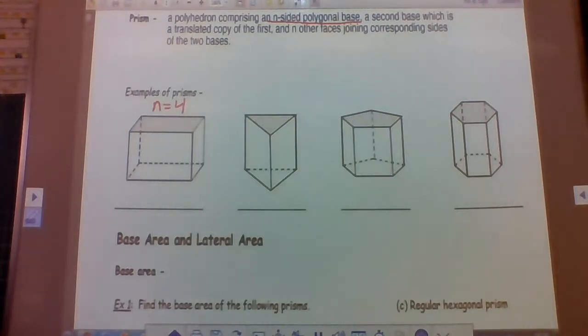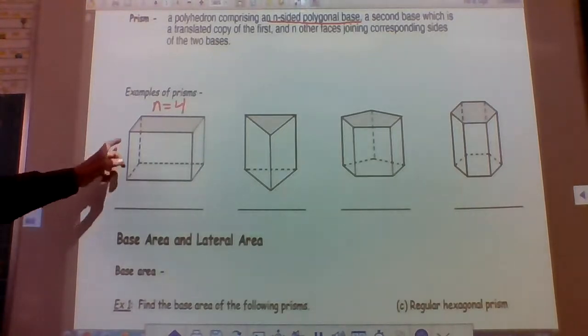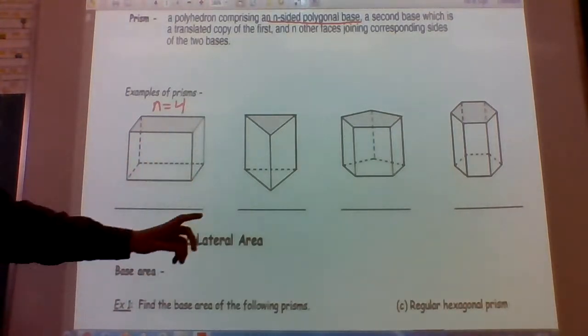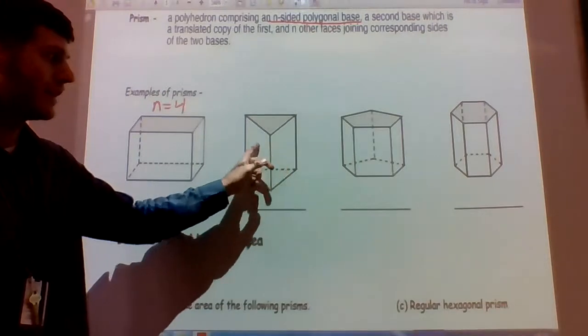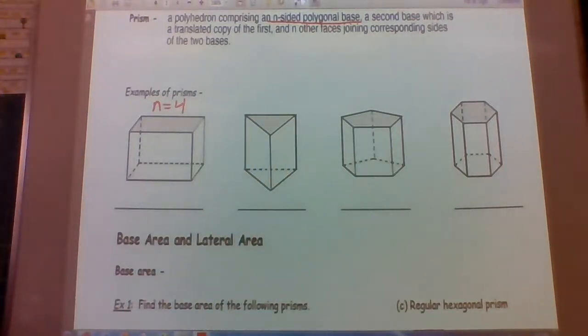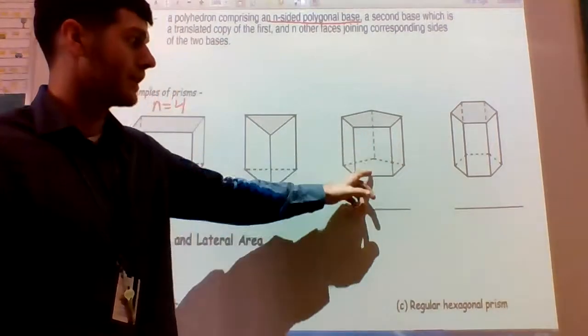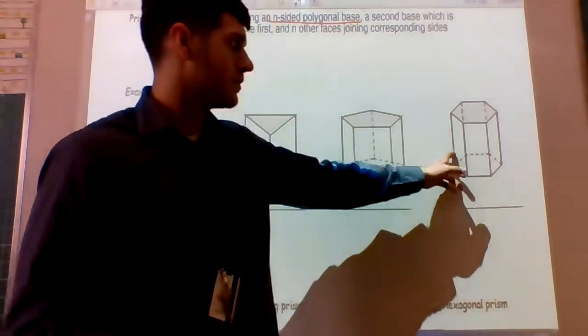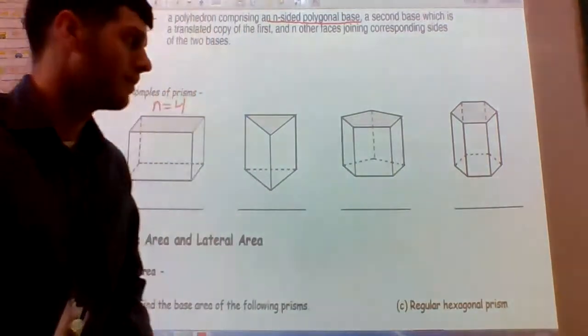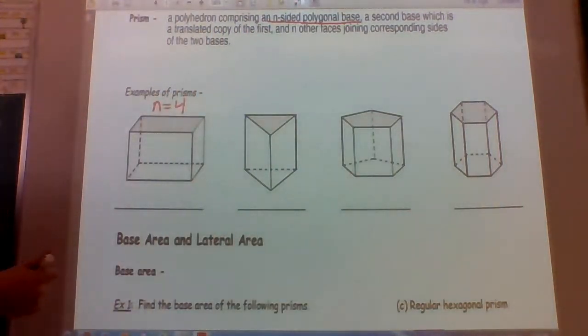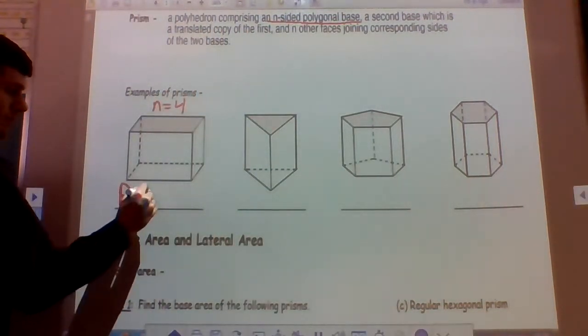So we have the base at the bottom and the top, and we have four sides of the rectangle joining the bases. Here we have two triangles, and then we have three sides joining, three rectangles joining the bases. Here we have five sides joining the two pentagon bases, and six sides joining the two hexagon bases. Okay, so this one was a rectangular prism.